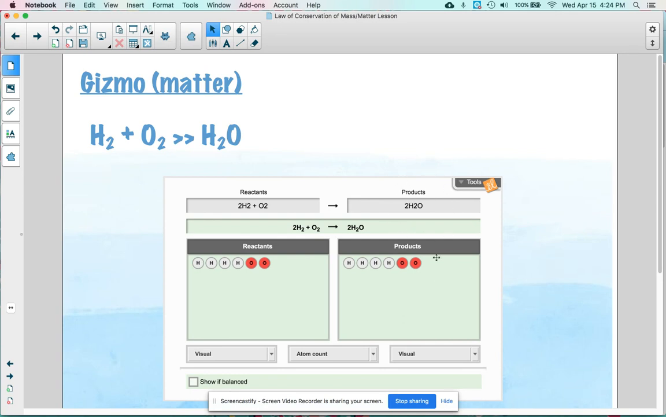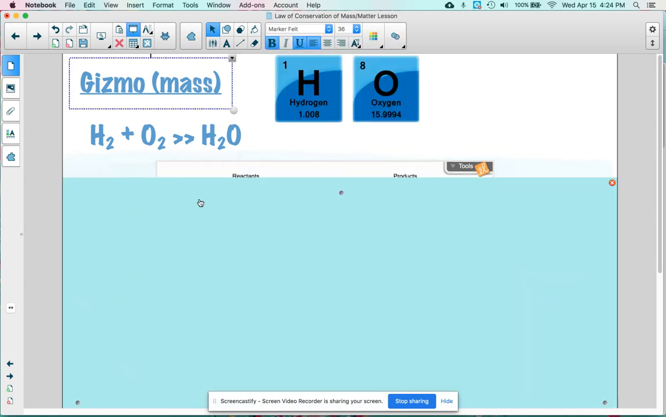So now my law of conservation of matter is supported, followed, or met, however you want to state that. You have the same number of each element as both reactants and products: 4 hydrogen, 2 oxygen, 2 oxygen. Now your Gizmo is also asking you about the law of conservation of mass.